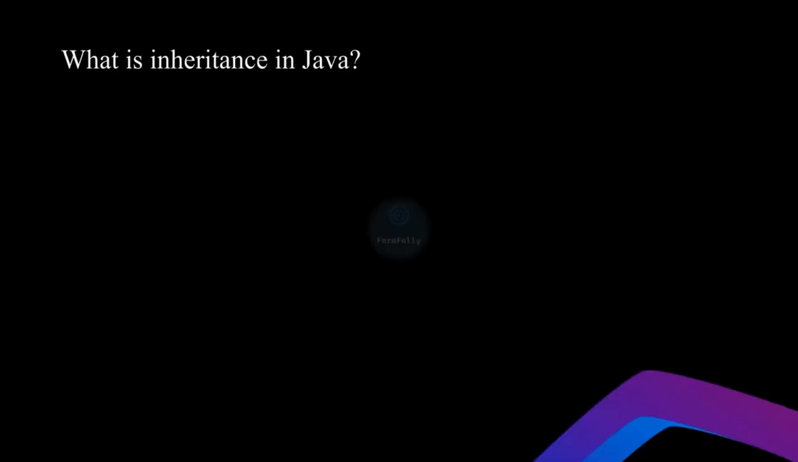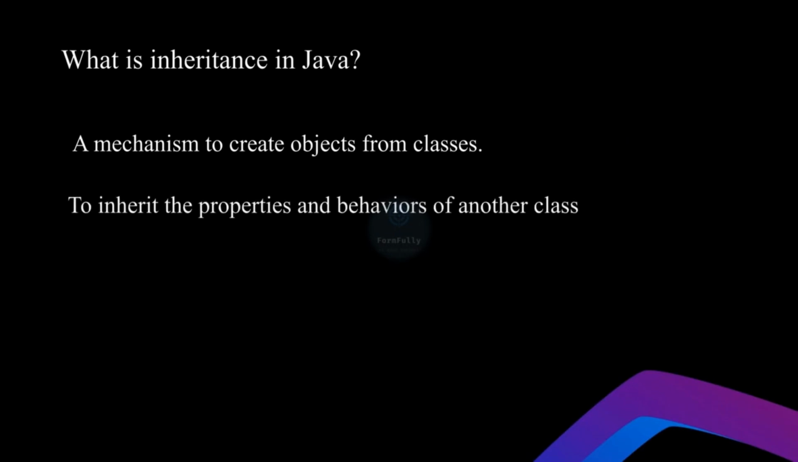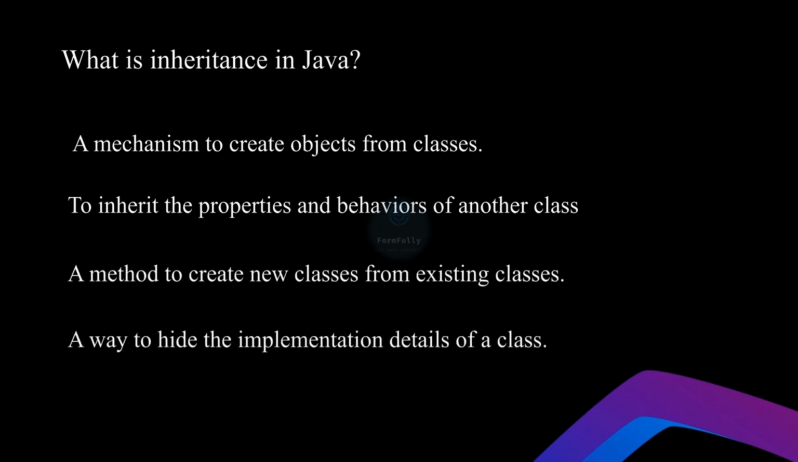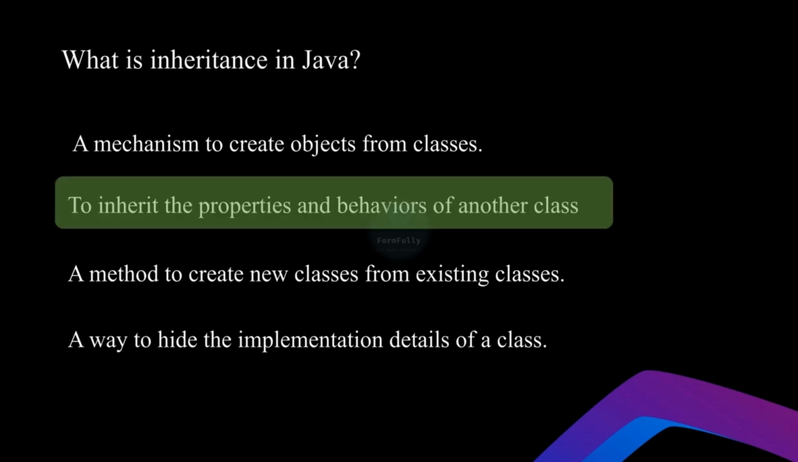What is inheritance in Java? Options are: a mechanism to create objects from classes, to inherit the properties and behaviors of another class, a method to create new classes from existing classes, a way to hide the implementation details of a class. In Java, inheritance is a way to achieve code reusability and method overriding by allowing one class to inherit the properties and behavior of another class. So option B is correct.